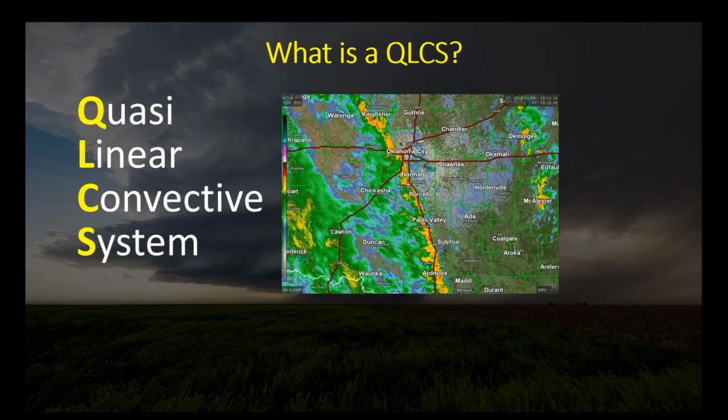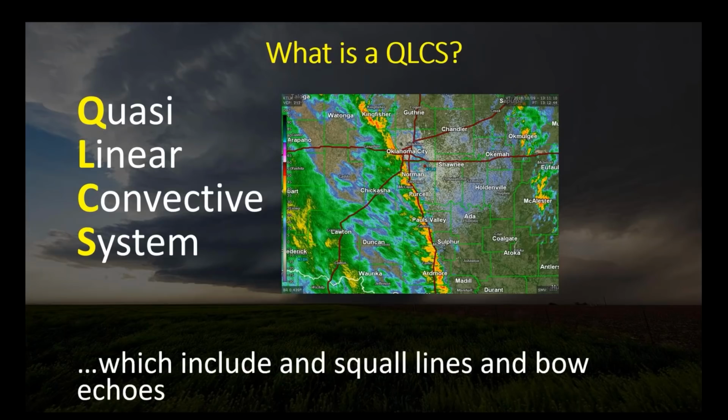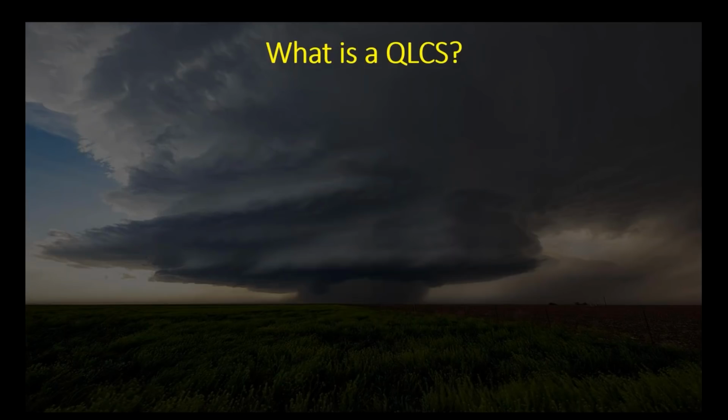So we just discussed supercells. Another storm type that can result in tornadoes is QLCSs. What is a QLCS? Well, it stands for quasi-linear convective system, and essentially this encompasses squall lines and bow echoes. QLCS tornadoes have been in the news the last few years.